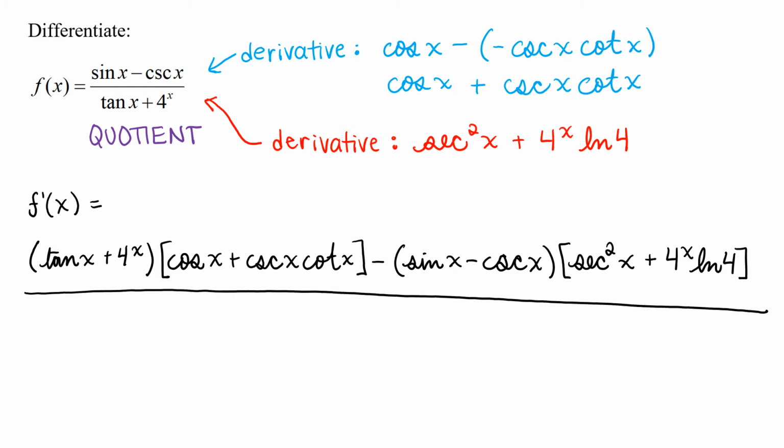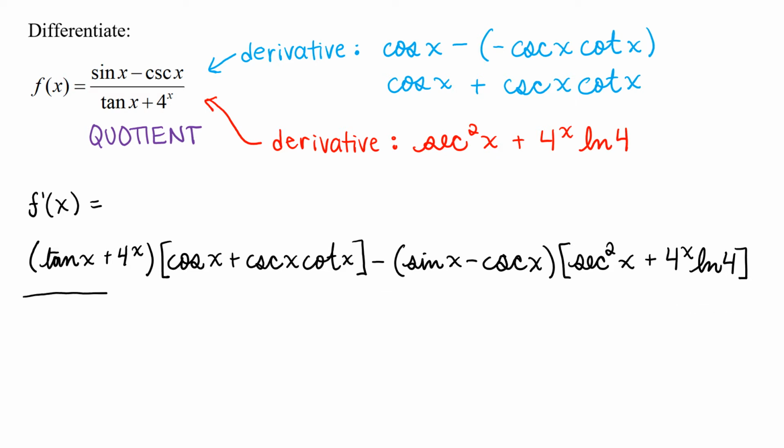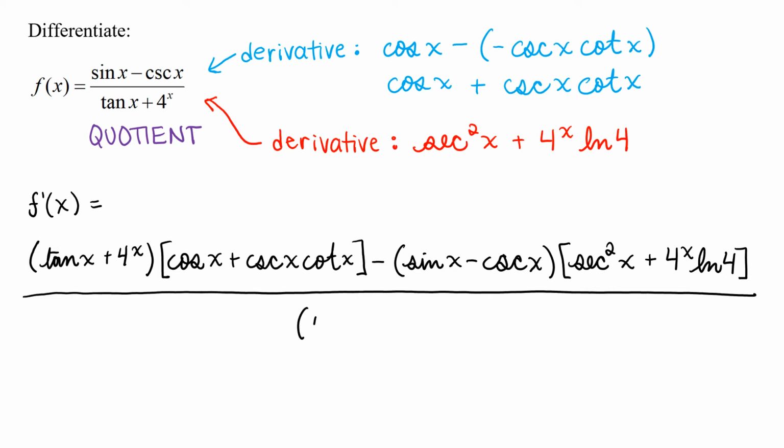All that's left is to be able to draw a straight line, maybe. Close enough for practical purposes. So low, so our denominator, which is tangent x plus 4 to the x, all squared. And that is f prime of x for that function.